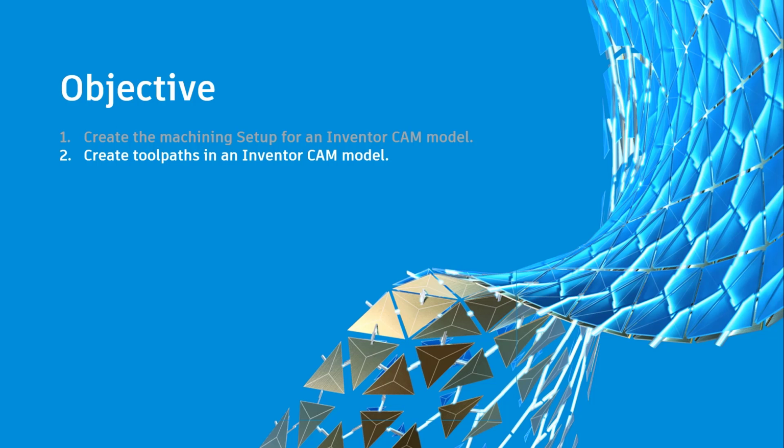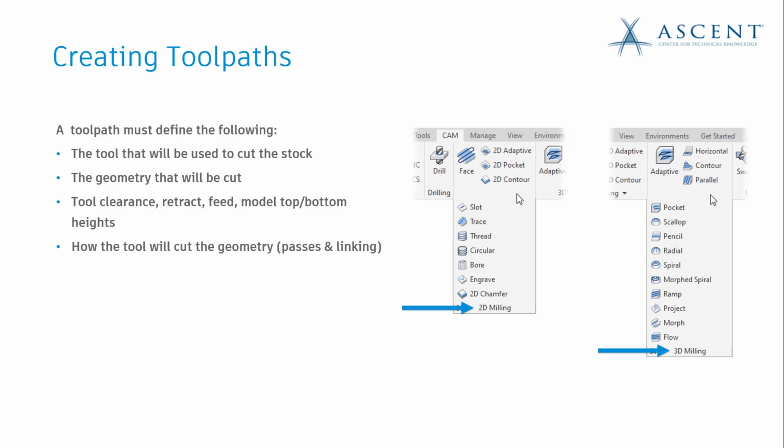Once I have the setup defined, I can begin adding my toolpaths. In general, 2D toolpaths are used to machine models with vertical and horizontal surfaces. In 2D milling, the tool moves in the Z-axis, and cutting is done parallel to the XY plane. And with that, it's all feature-based.